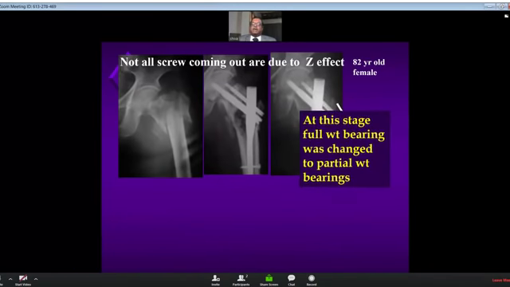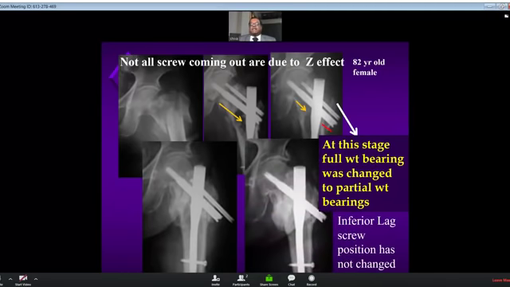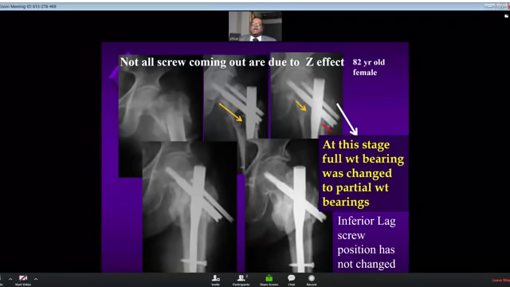was put on guarded weight bearing, and at 3 months you can see the fracture healed quite well and the superior screw totally walked out and it was removed. And this was the final X-ray of the removal of the superior screw. If you see the position of the inferior screw, it has never changed. It has remained the same all throughout. So the superior screw probably had less purchase in an osteoporotic bone and that has walked out. So this is not a Z effect.